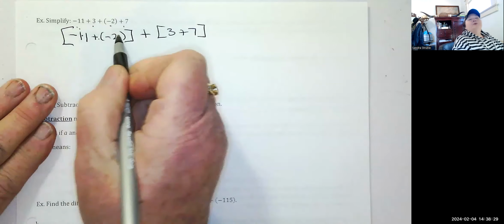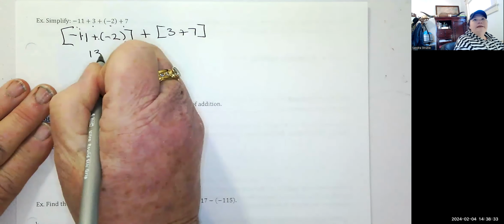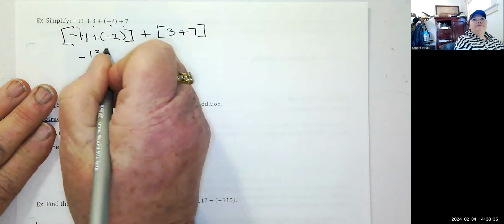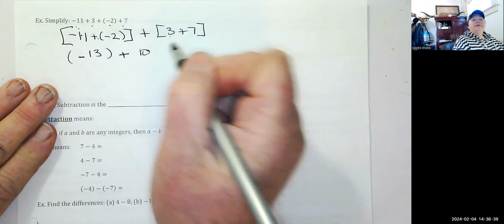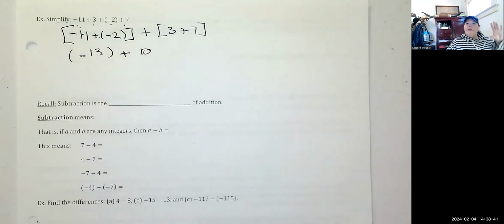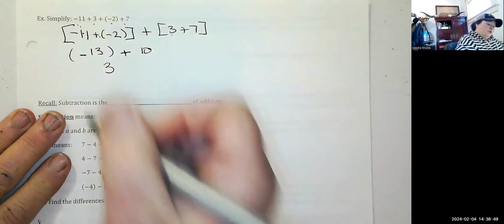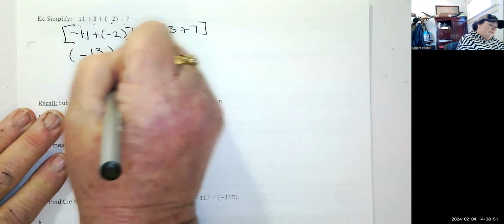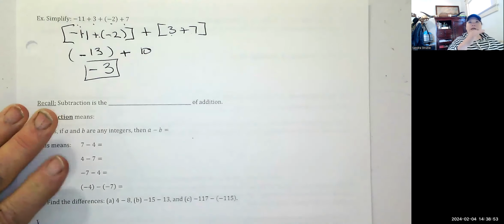-11 plus -2. When the signs are the same, we add them together and keep the sign. 13, and it's a negative. All right. Plus 3 plus 7 is 10. Now, we've got a negative and a positive. We subtract the two numbers, 13 minus 10, we get 3. And then we take the sign of the larger number, which is 13, and it is negative. There's your answer. If you like that way and you're comfortable with it, use it.